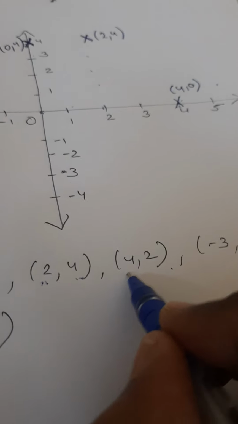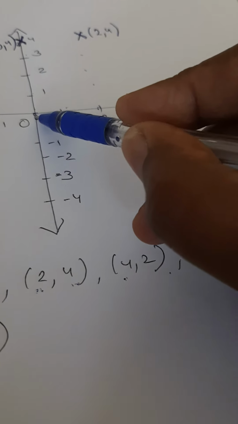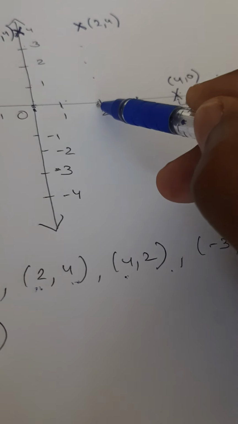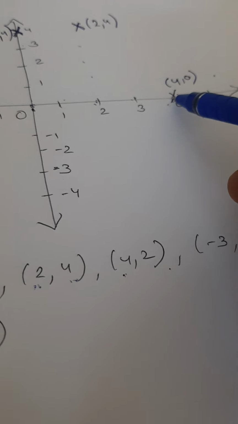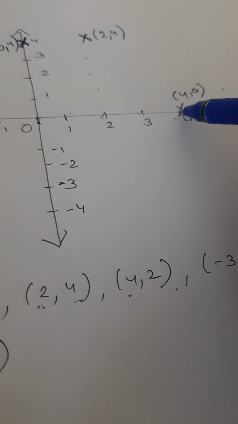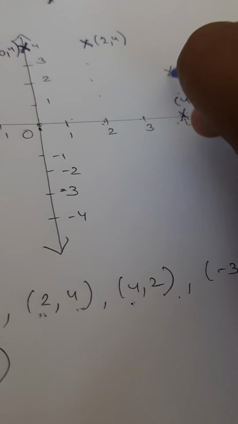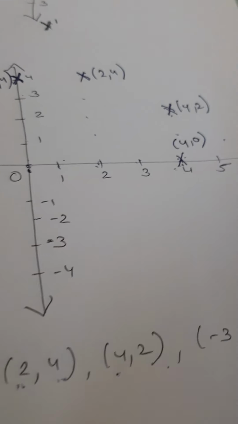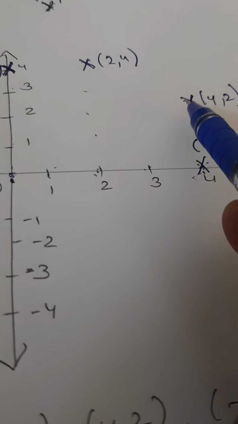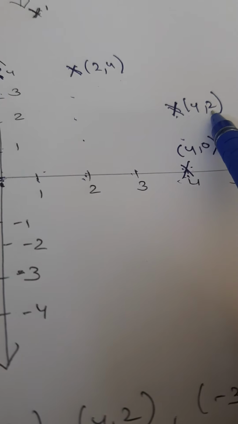Now the next is (4, 2). So 4 is the x coordinate. Starting from the origin, I have to move 4 units towards the positive x-axis: 1, 2, 3 and 4. Correct? And the y coordinate is 2. So I have to move plus 2, that is, above 2 units, 1 and 2. So my point will be here, (4, 2). Correct? 4 units on the x-axis and 2 units parallel to the y-axis. Okay, so as you see here, (2, 4) is not equal to (4, 2).